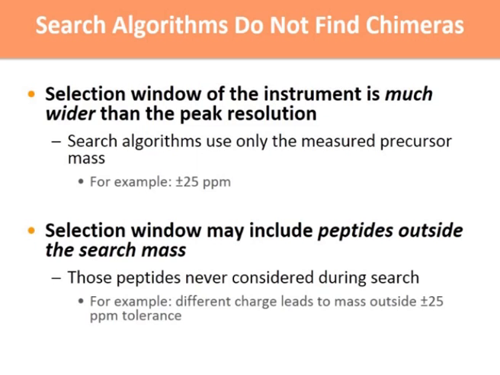When you use Comet or Sequest or Mascot, they use only the measured precursor mass within the tolerance that you pick in your search parameters, such as 10 or 25 ppm, especially in high mass resolution instruments. You tend to specify a fairly narrow mass tolerance that is much smaller than the selection window of your mass spectrometer. And in this case, the selection window may include peptides that are outside of the search mass that you use. For example, if you have a peptide of charge state 3, and then another one of charge state 2, that one may fall into the m over z range of this mass window that you never considered, because you were not even looking for that one, given the precursor mass that you were looking for. So that's one reason why Comet will not have found that other peptide. It was never in its search space.